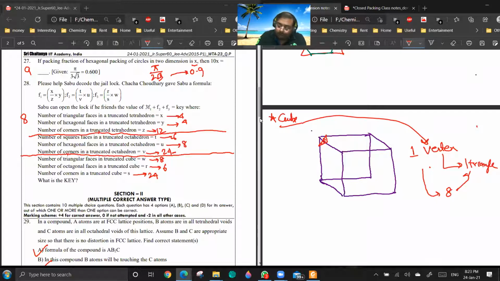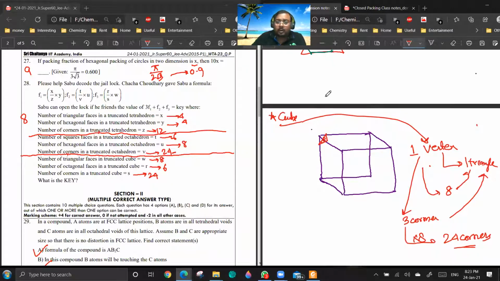Okay. Now, for each truncated vertex, how many corners are you getting? 3. One vertex, when you are truncating, you are getting 3 corners out of the triangle. Yes or no? So if you multiply it for the 8 vertices, how many corners will you get? 24 corners. Is it clear? Yes or no? Yes, sir.